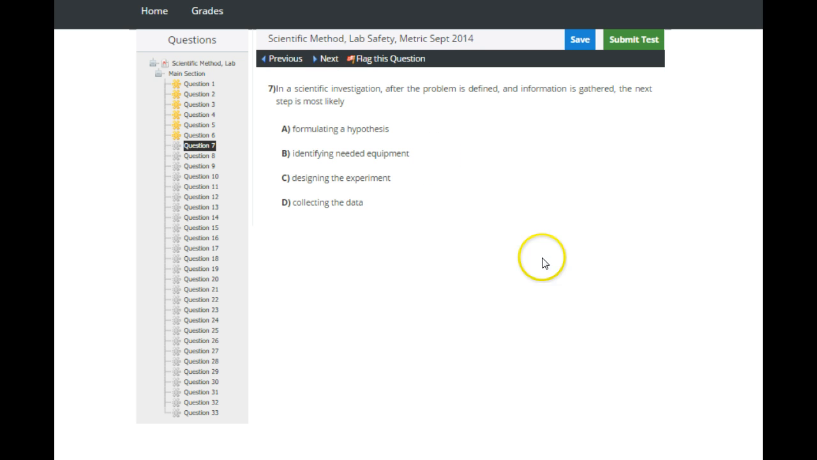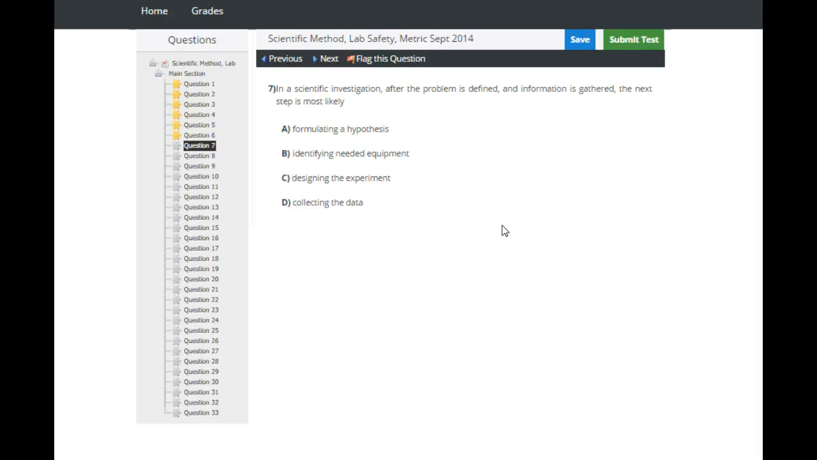Next one, 7. In a scientific investigation, after the problem is defined and information is gathered, okay, we said number 1 was problem. I told you to jot 7 steps down on your test somewhere so you could refer back to it. That's fine. That's not cheating. You did it out of your head. It's not like you copied it down before you put your stuff away. It just came from your head.